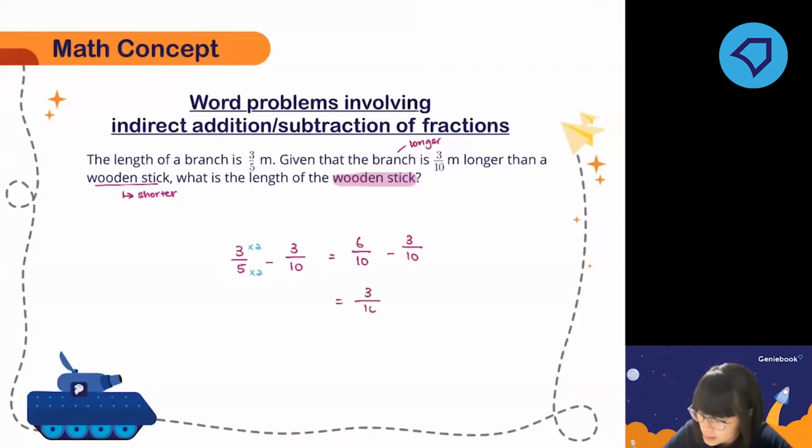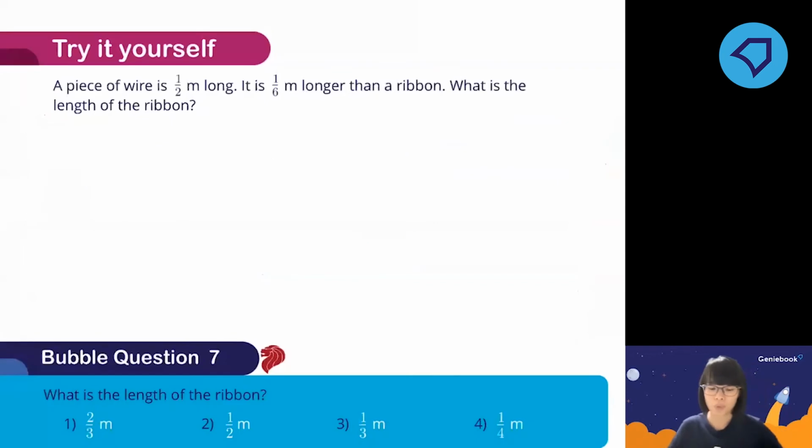So it has to be in the simplest form. Can we simplify 3/10 any further? No. So this one is the final answer. So the wooden stick has a length of 3/10 meters. All right. So let's take a look at your bubble question over here.